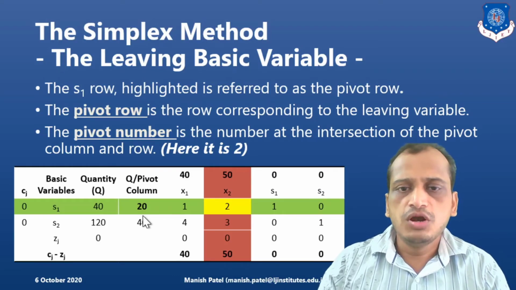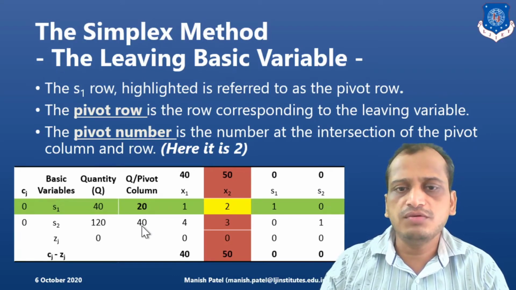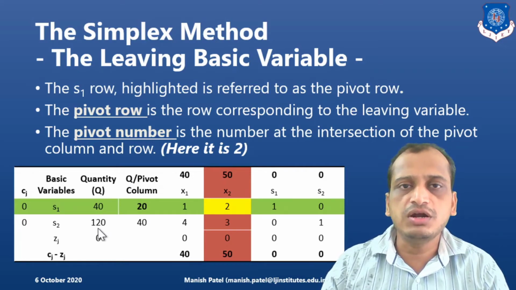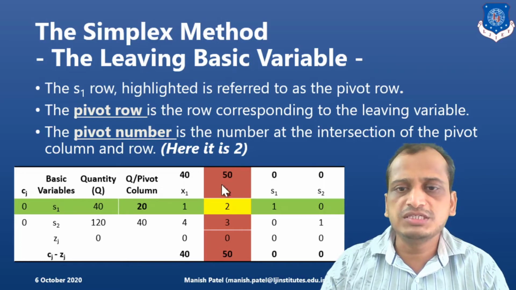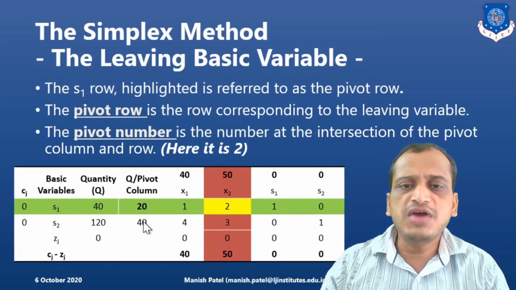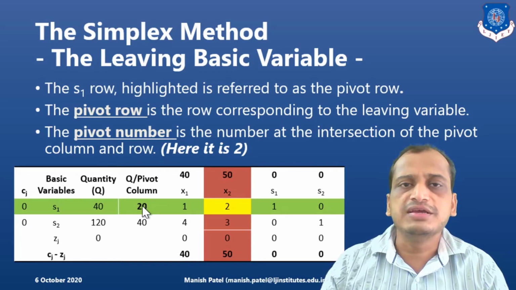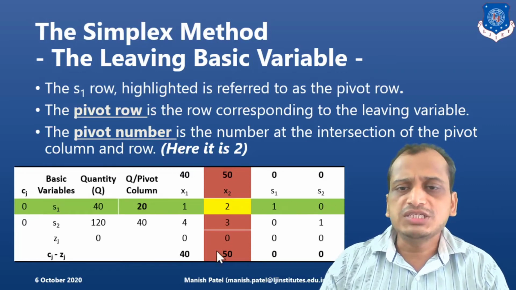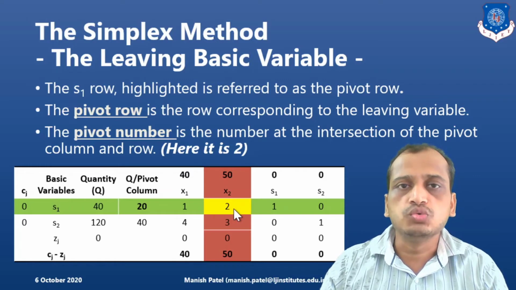If you see, we got 20 and here we got 40, which is nothing but quantity divided by pivot column. What is quantity here? 40 and 120. This is the pivot column. So 40 divided by 2 is 20, 120 divided by 3 is 40, right? What is the minimum value here in this Q upon pivot column? This is 20, right? So this is our pivot row. This is our pivot column and this is our pivot row. So the intersection of pivot column and pivot row is our pivot element, which is 2, right?